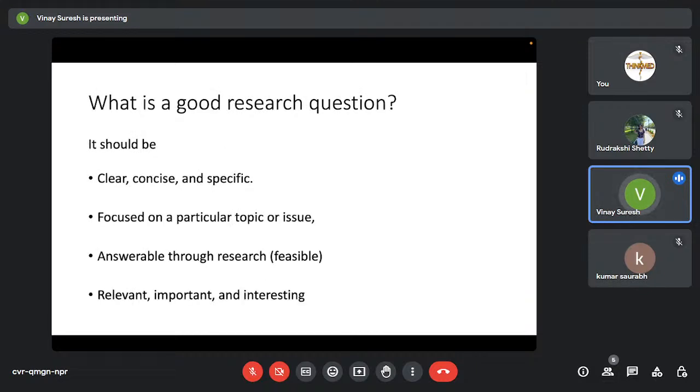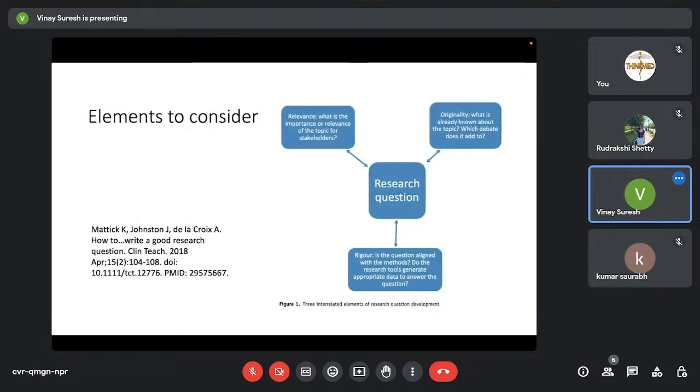What is a good research question? It should be clear, concise, and specific. It should focus on a particular topic. It should be answerable through research, that is, it should be feasible. And it should be relevant. It should be important, and it should be interesting. These are the elements, and they were also iterated in this paper by Matic. It's an interesting paper. I recommend you guys to read it.